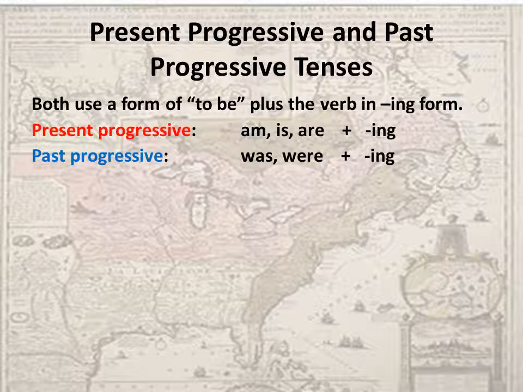The present progressive and past progressive tenses are also known as the present continuous and past continuous tenses. I like to refer to them as the progressive because that word has a G in it, and it reminds me that this is the ing form. So both of these use a form of to be plus the main verb in ing form. The present progressive uses am, is, or are. That's the present of the to be verb plus an ing verb. And likewise, the past progressive uses was or were, which is the past tense of the to be verb, plus the main verb in the ing form.